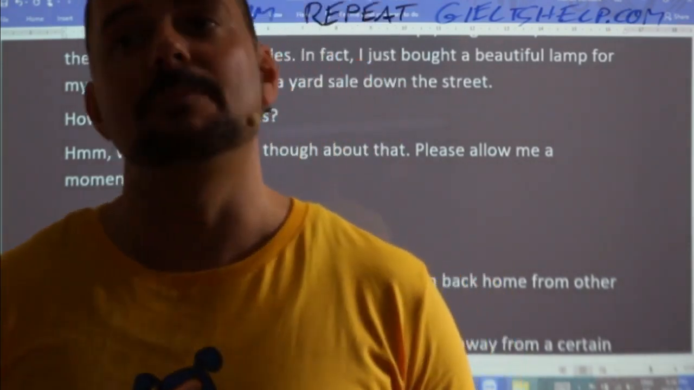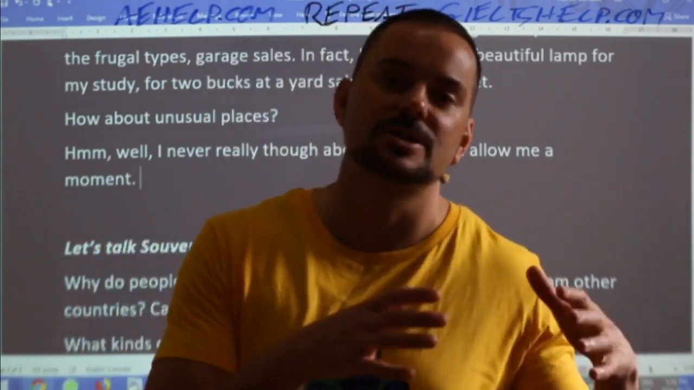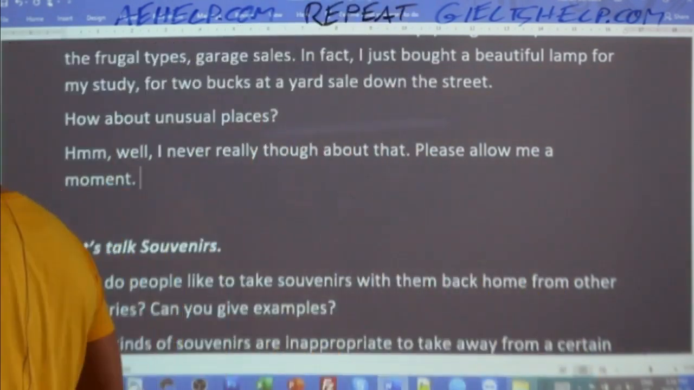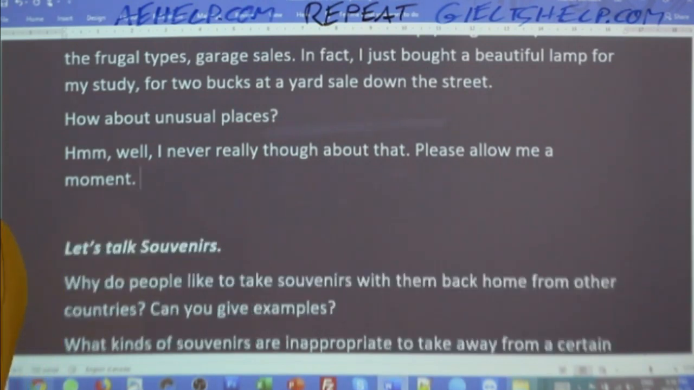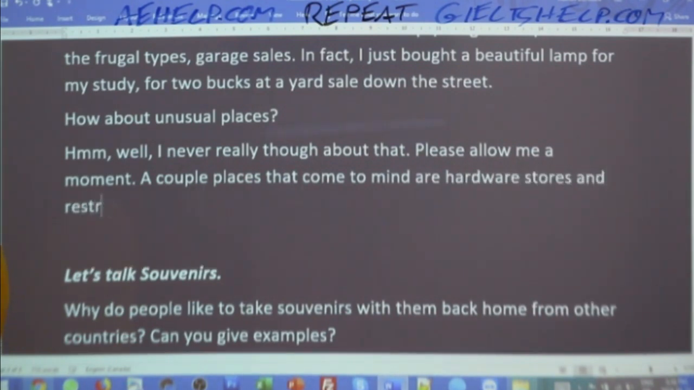IKEA would not be a good idea because IKEA is full of decorations. It's a very common place, okay? Just think about any place where you go where it's not for the purpose of food, like a restaurant, right? So think outside the box, students. A couple places that come to mind are hardware stores and restaurants.